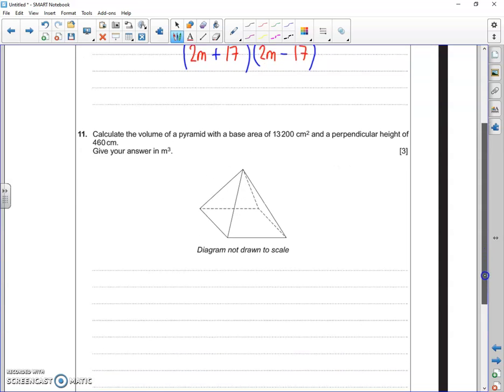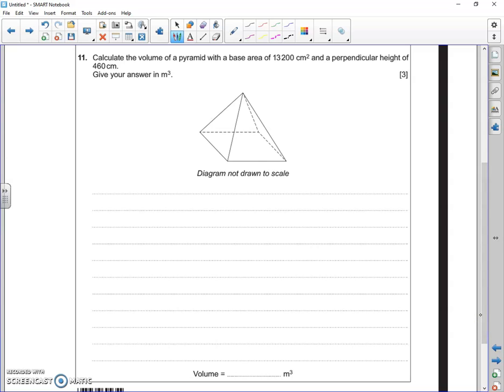And then question 11 is about the volume of a pyramid. Now you're not given the formula for the volume of a pyramid. There's two ways you can do it. You can do a third of A, B, C, where A, B, and C is the height, or you can say that it's 1/3 of the base area times the height, which is the same thing, because A times B gives you the base area and C is the height.